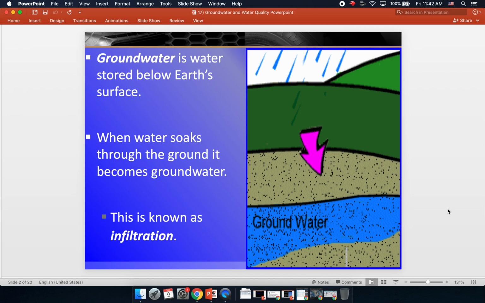So just to reiterate something from our last lesson, infiltration refers to where water first soaks into the ground and becomes groundwater. Any movement of that groundwater underground after the fact is known as percolation. And I like to reiterate this because students often get infiltration and percolation mixed up. But again, infiltration is when water first soaks into the ground and becomes groundwater, and then percolation is any movement of the groundwater underground after the fact.